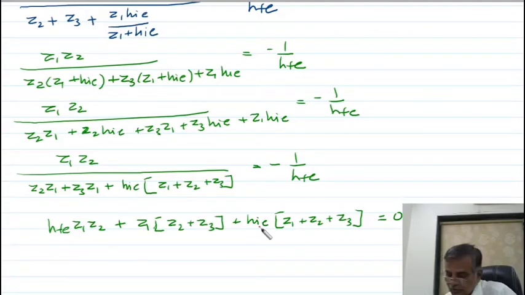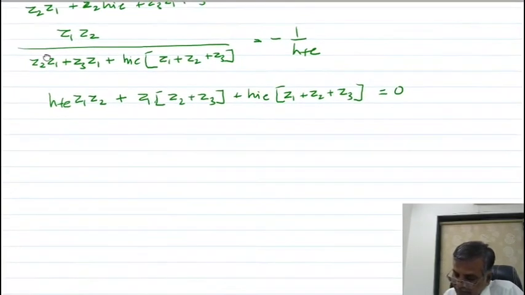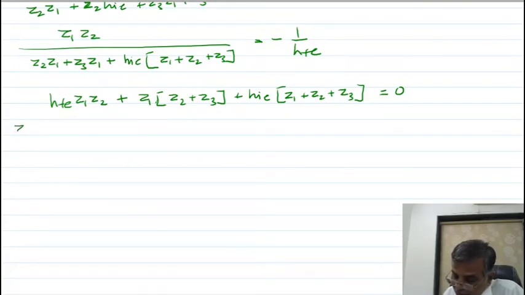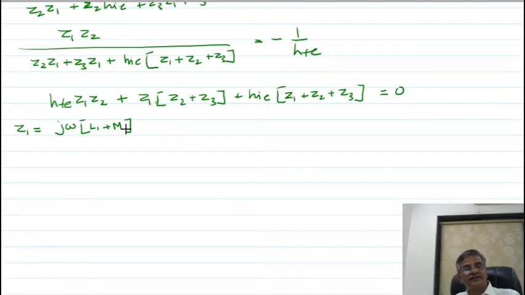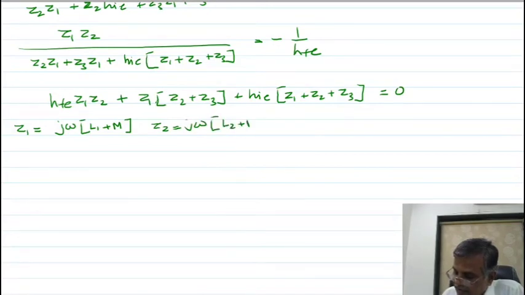Okay, now look here. What is Z1? Z1 is nothing but the impedance of the coil. So it is J omega L1 plus M. I have to consider mutual inductance, because due to mutual induction current is produced across L1. So I am writing J omega into L1 plus M. Z2 I am writing J omega into L2 plus M. Remember, we have to consider mutual inductance.